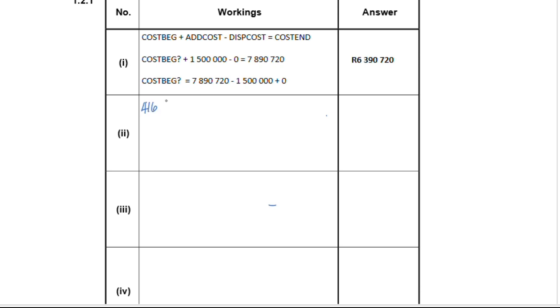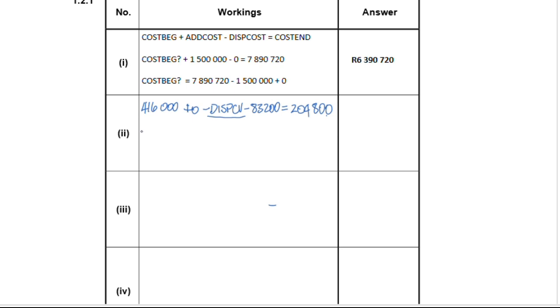416,000 rands plus 0 minus disposal at carrying value, which is the value we are looking for, minus 83,200 is going to be equal to 204,800 rands. Since we want the disposal at carrying value, we are going to make that the subject of the formula by taking everything else to the other side of the equation.